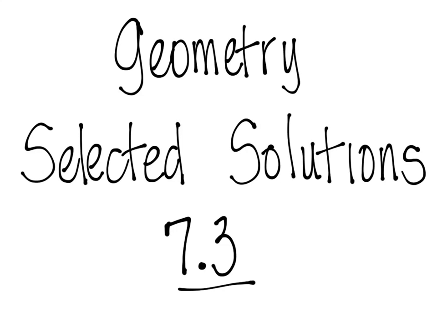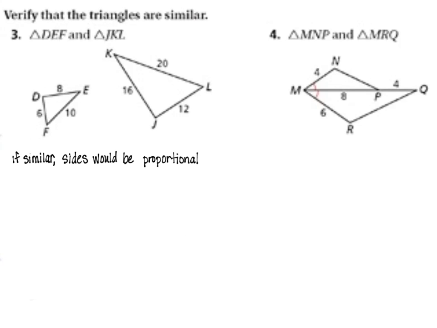This is a video for my geometry students for the selected solutions from Chapter 7, Section 3. Here's two problems. We've got problem number 3 and problem number 4 in 7-3. The first one is saying, verify that the triangles are similar.